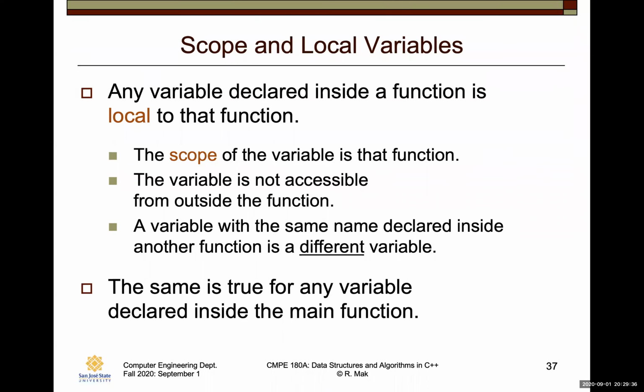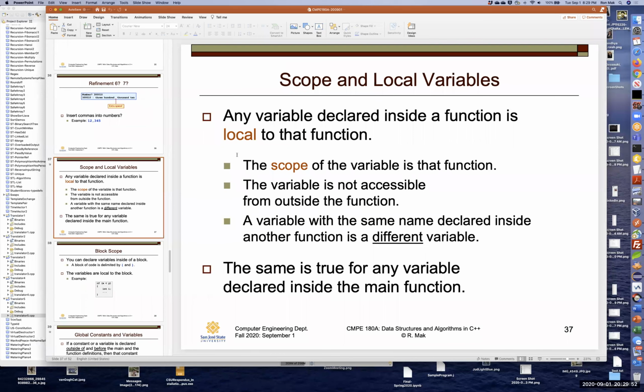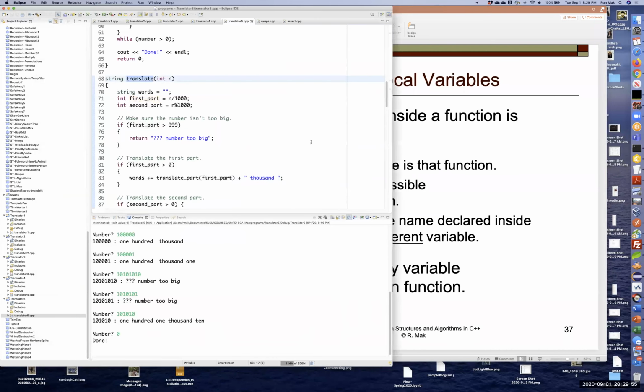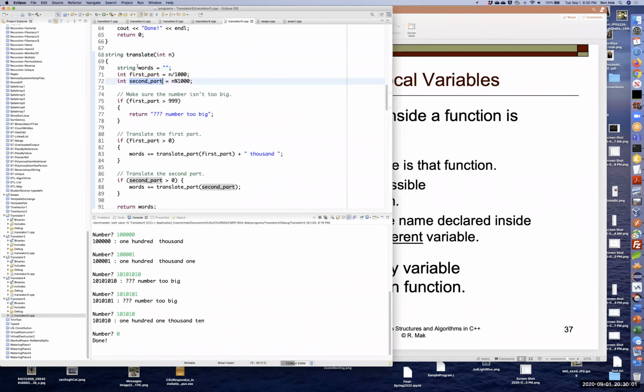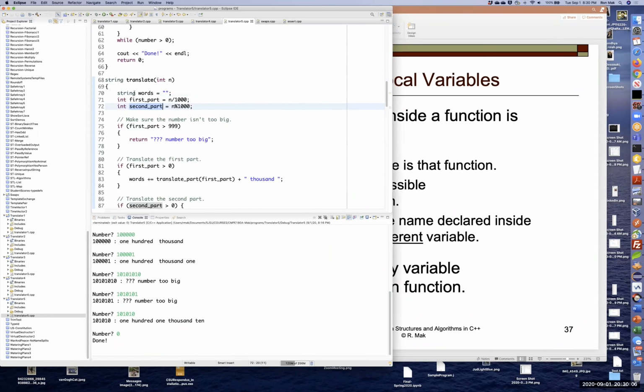And then of course main is itself a function, and so main can have local variables declared inside main. Now I don't know if my program here has local variables. Oh, of course. Here's translate. Inside translate, I've got words, first part, second part. These are local variables to translate. So outside of the function translate, I cannot refer to first part or second part. These are only usable inside the translate function.